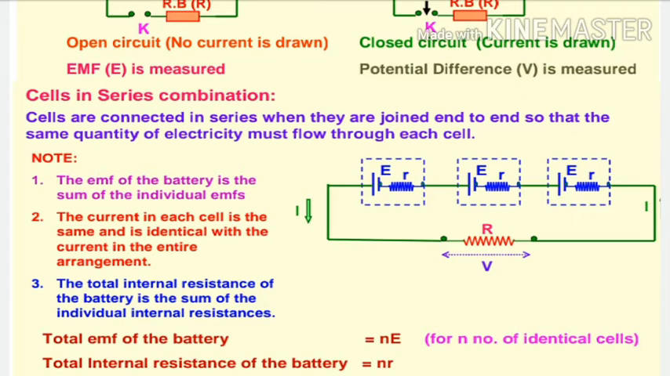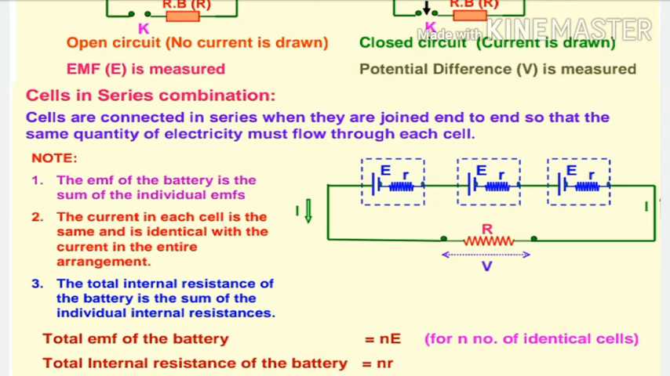Note that the EMF of the battery is the sum of the individual EMFs. The current in each cell is the same and is identical with the current in the entire arrangement, because there is only one way by which current can flow. So all the cells are connected in series, so the current flowing through each cell will be the same and identical with the current in the entire arrangement.